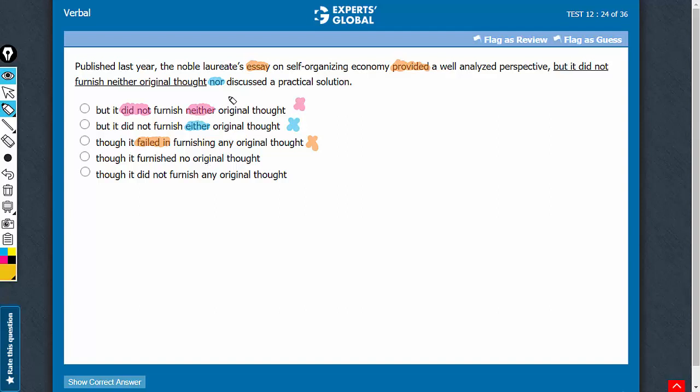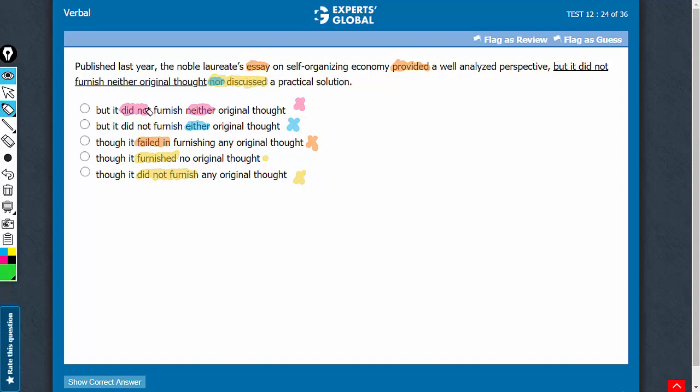Then you see it's "nor discussed" here. So the preceding part needs to have a past participle for it to be parallel. So "furnished" is the right usage. "Did not furnish" would not be parallel to "discussed." So answer choice E should be eliminated. Please remember, "nor" can very much come without "neither." So "it furnished no original thought nor discussed a practical solution" is perfectly alright.